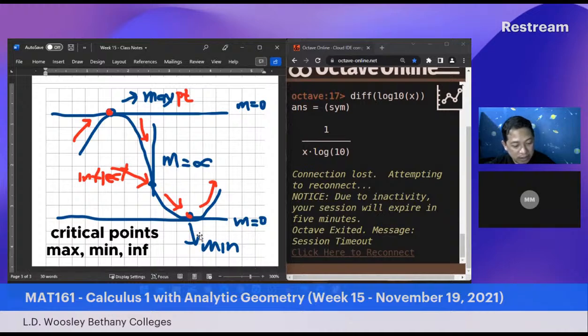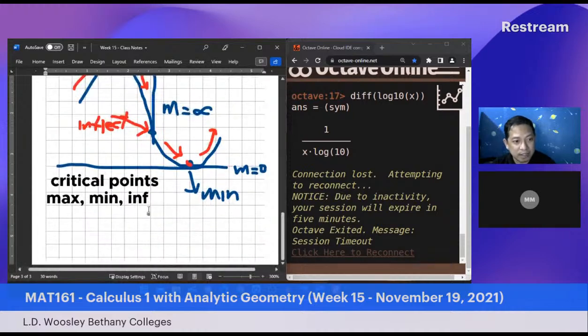Let's apply this to a particular problem. For instance, this is important: the largest rectangle inscribed in a circle. So, largest.